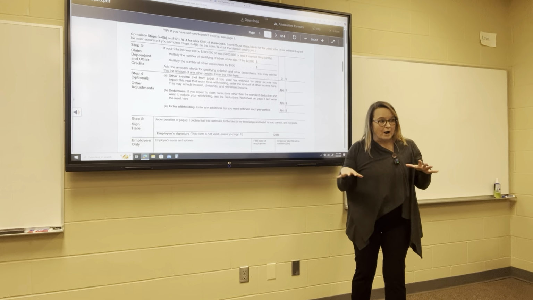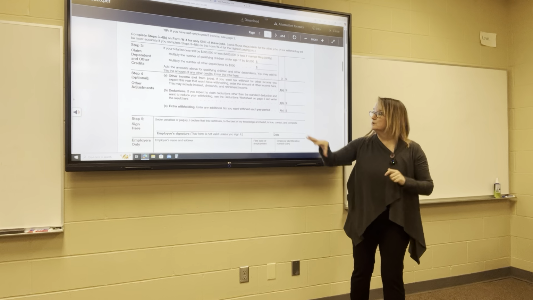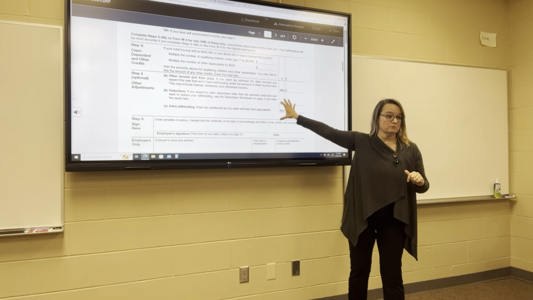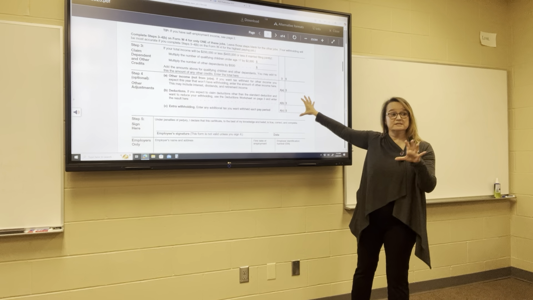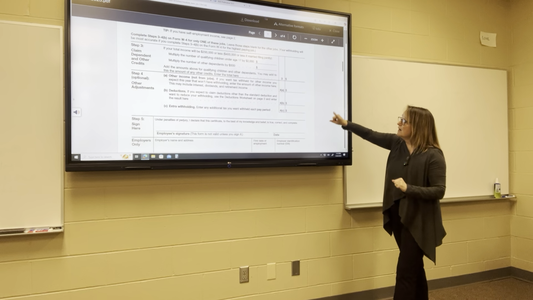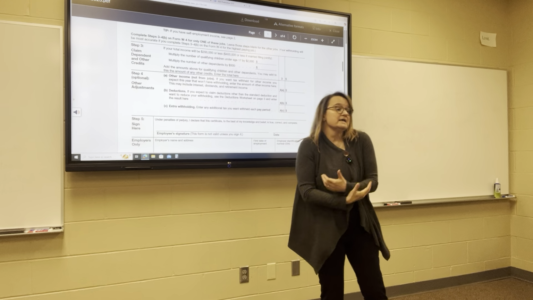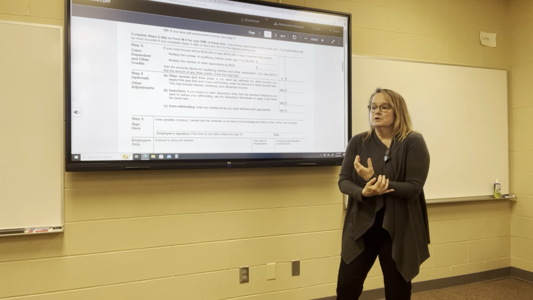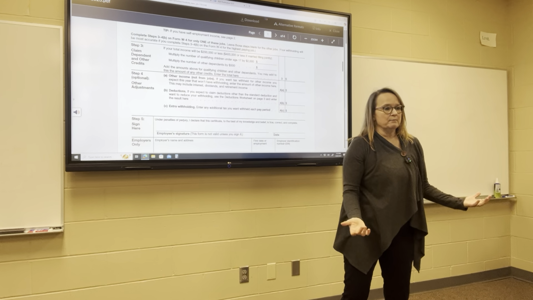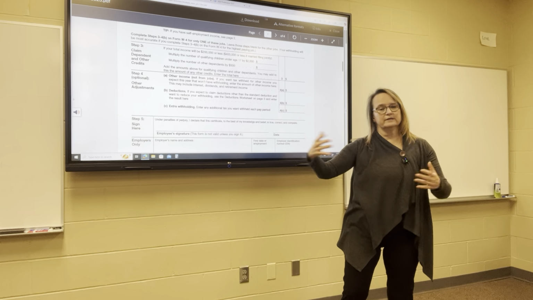For your problems and what the book is doing, we are not using step 4, okay? But you do need to be familiar with what these mean. Line 4C is just for extra withholding. Let's say the employee is familiar with how much withholding they're going to have. They know what their income is.